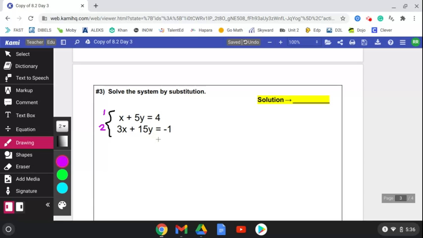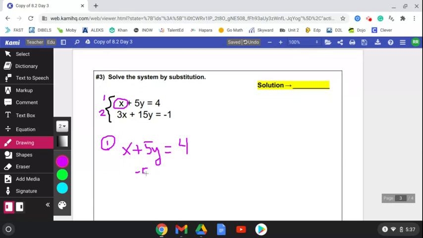Now, the equations might not always have a variable that has a coefficient of 1, but when it does, pick that variable in that equation and solve for it. And so that would be this x term in equation 1. It has a coefficient of positive 1. So let's copy that first equation down and solve for x. X plus 5y equal 4.